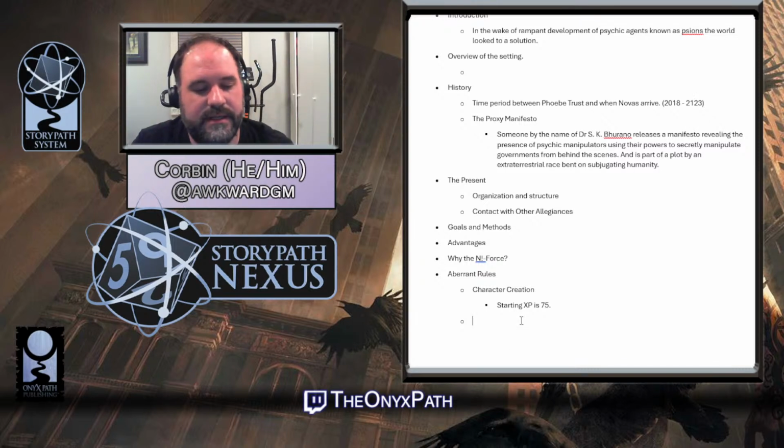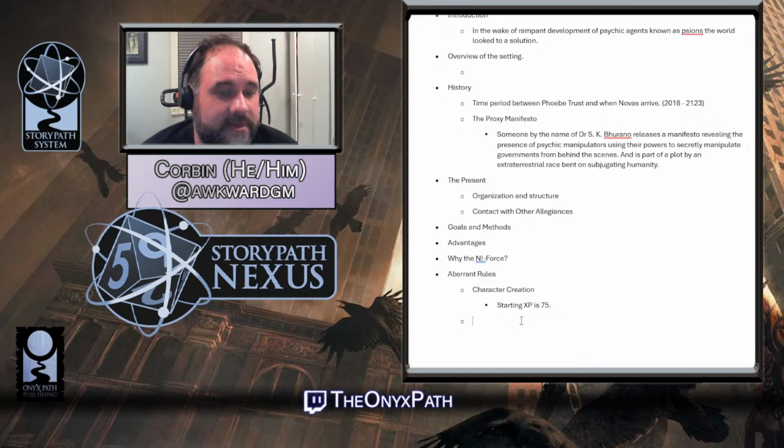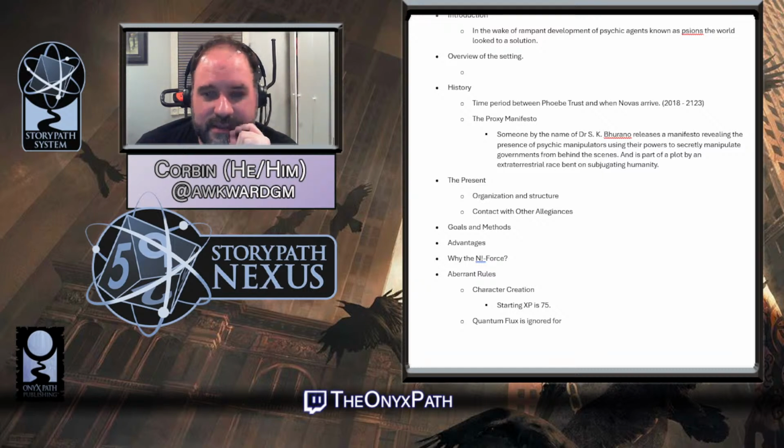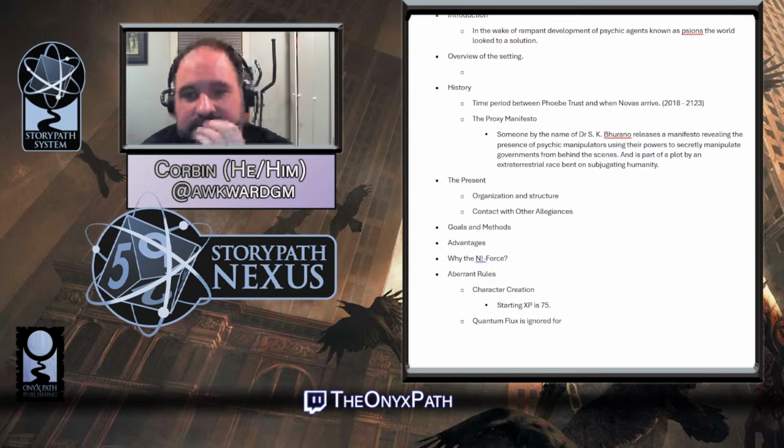So part of it, mechanically, I want it starting XP at 75. I also want it to be that quantum flux is ignored for now. This is the tough part. You want to make sure that you're leaving it in there, but not doing so much that it causes problems. But look at quantum flux.